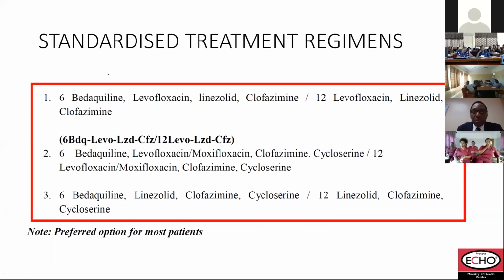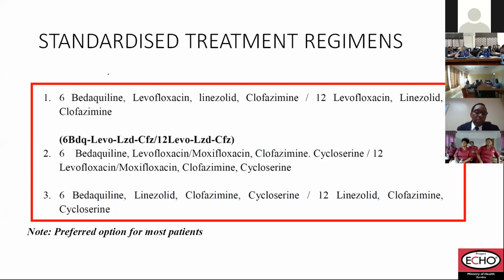What you're seeing before us are the 3 standardized treatment regimens that have been adopted by the National TB Program. Here, we're looking at a longer regimen, meaning the total duration of treatment is 18 months.